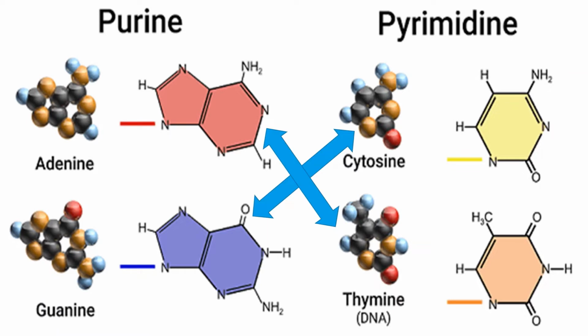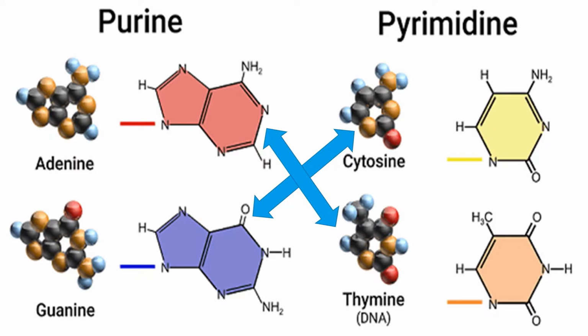Alright, so there are 2 different kinds of nitrogen bases. There are purines and there are pyrimidines. Adenine and guanine are purines, while cytosine and thymine are pyrimidines. Essentially what you need to know is that adenine and thymine, so A and T, always bond with one another, while guanine and cytosine are always bonding.